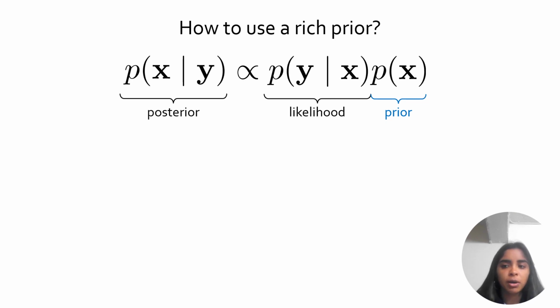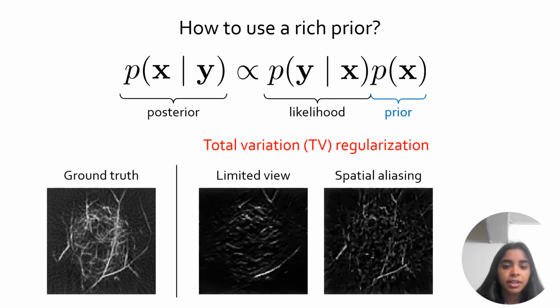A major question, however, is how to leverage a rich prior for image reconstruction. Traditionally, regularizers, like total variation, have been used to impose basic image assumptions, like spatial smoothness. Here's an example of TV reconstructions of the breast image in question for limited view and spatial aliasing measurements. Clearly, these images are not very plausible or informative.